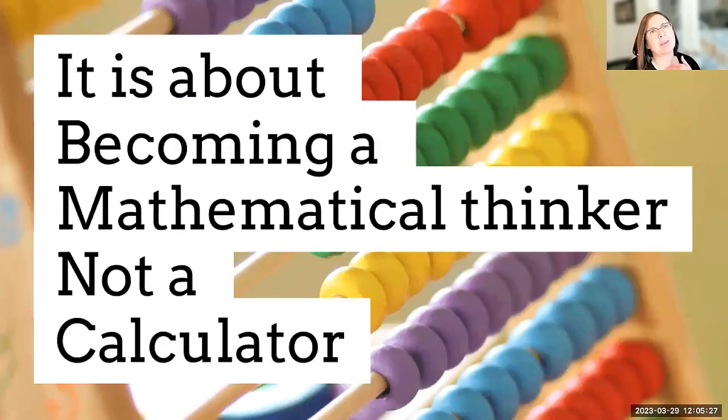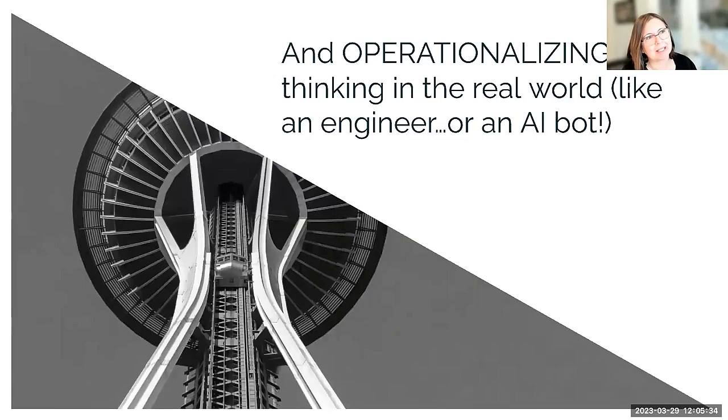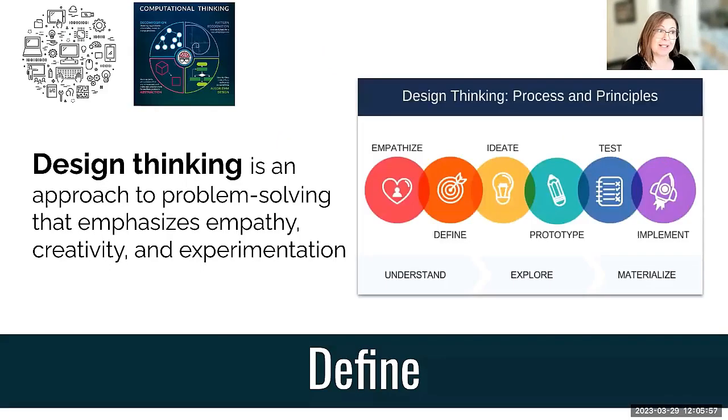So the thing to remember with computational thinking, it's about becoming a mathematical thinker. It's not about becoming a calculator. And it's about operationalizing that thinking in the real world. So you're thinking like an engineer, or maybe even a little bit like an AI bot these days. So you're thinking it, you're solving your problem, going through those steps, and then you're putting your plan into operation. You're making it happen. You're making it real. That's computational thinking.